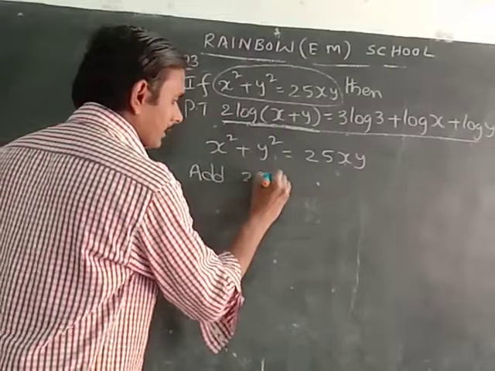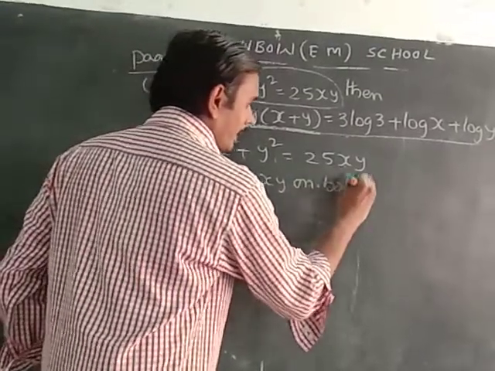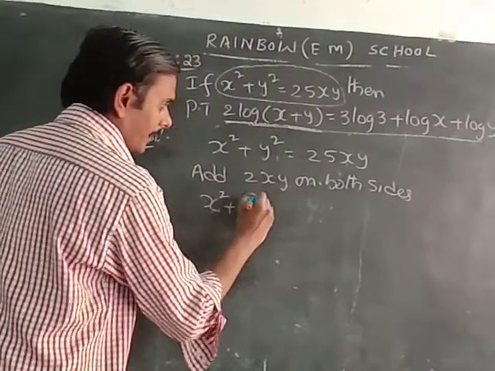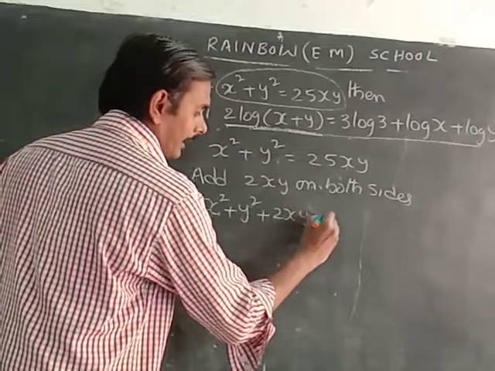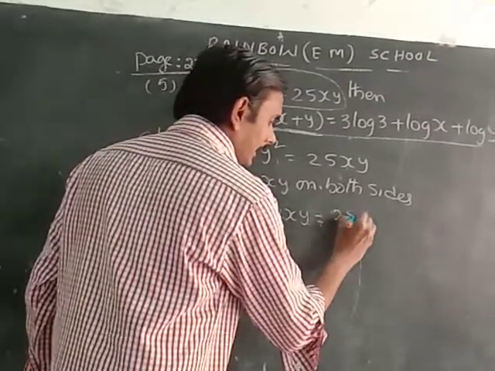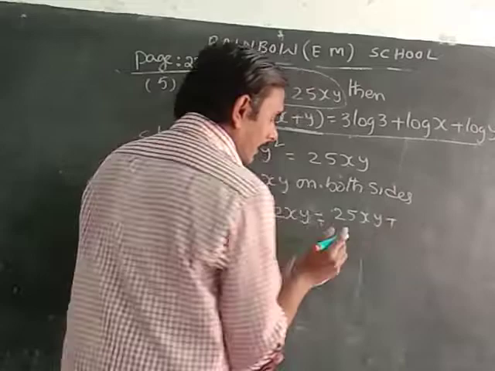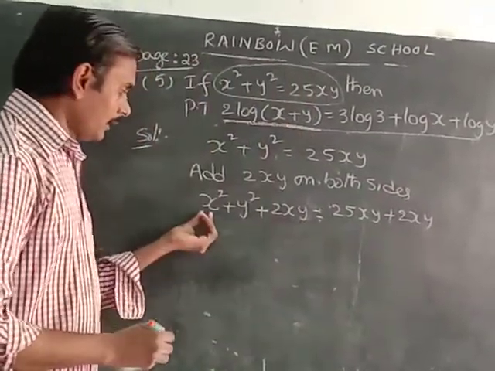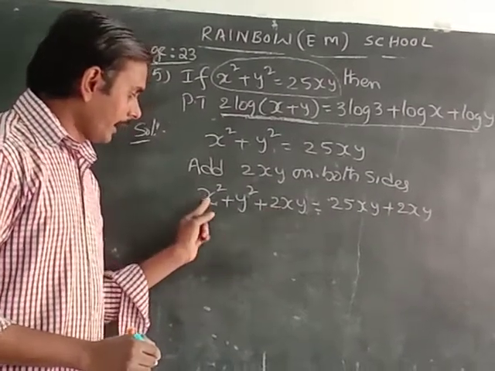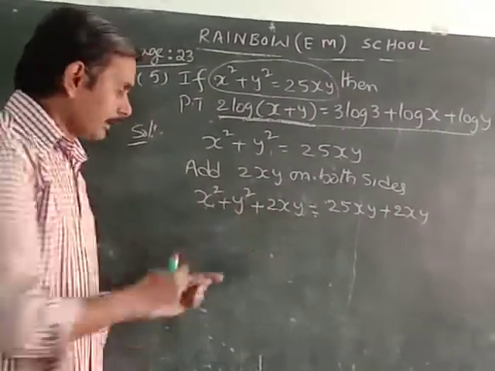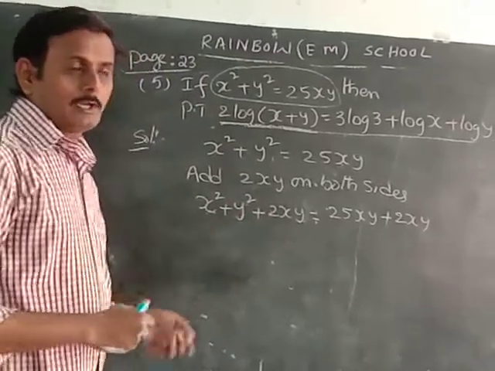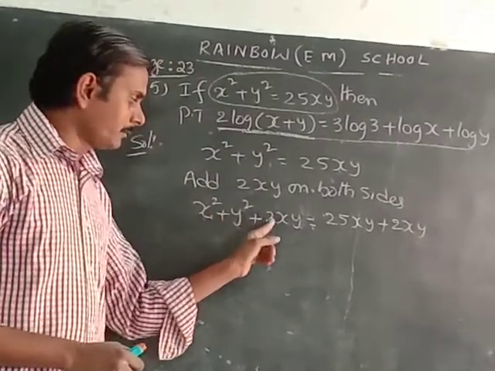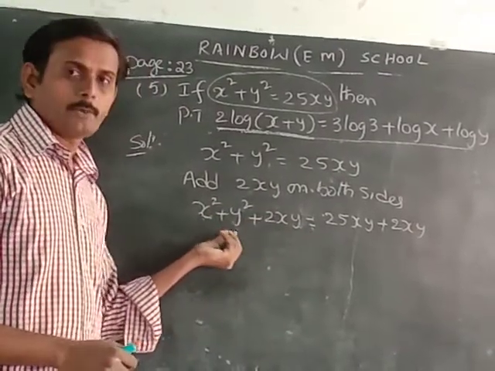Add 2xy on both sides. Now we add: x square plus y square plus 2xy on the LHS side. Similarly on the RHS side, 25xy is already there, I wrote the same, plus 2xy. Now it is in the form of a square plus b square plus 2ab, that means x square plus y square plus 2xy is the (a plus b) whole square formula. The a value is x, b value is y.